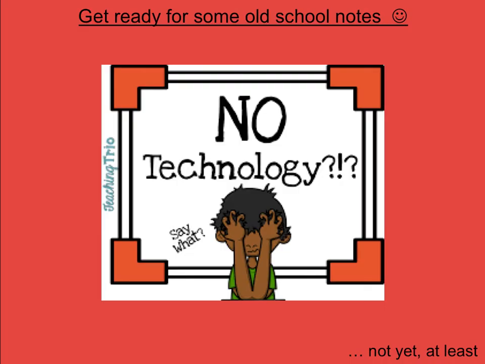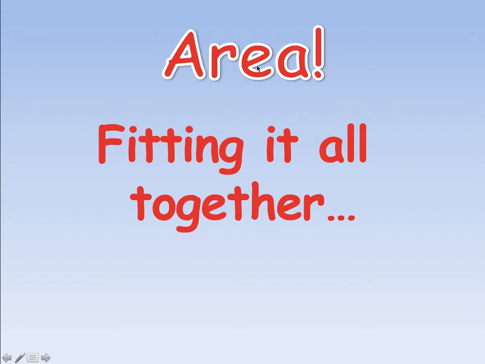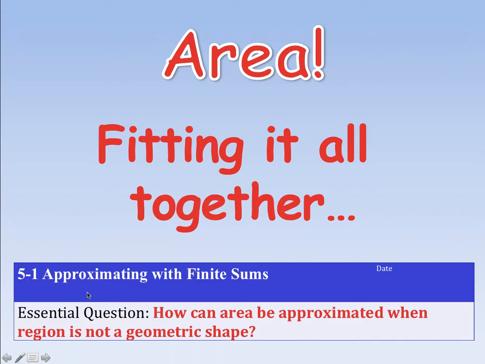This is section 5.1, day 1, and we're going to talk a little bit today about area. We're going to go back to geometry, and so we are going to call today fitting it all together. Today's essential question is how can area be approximated when the region is not a geometric shape? So today's focus is about approximation, and fitting it all together is pertinent because we are going to add together different areas.